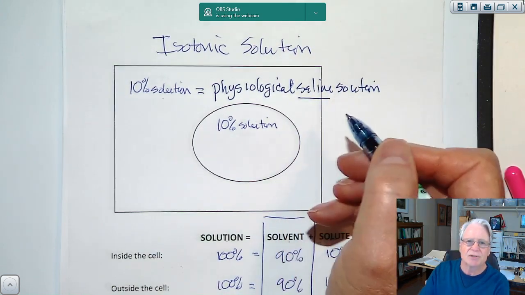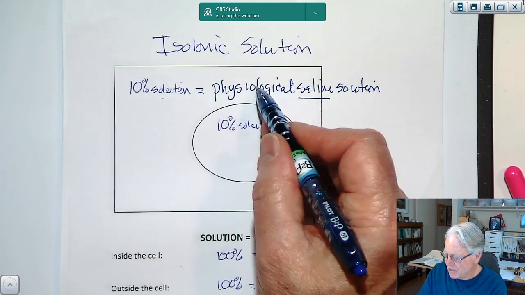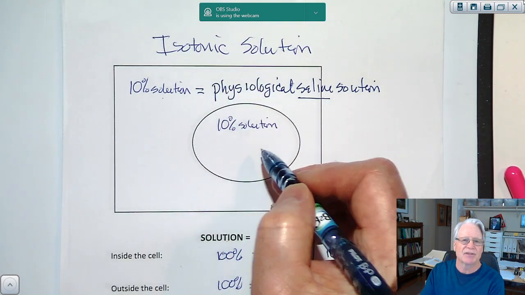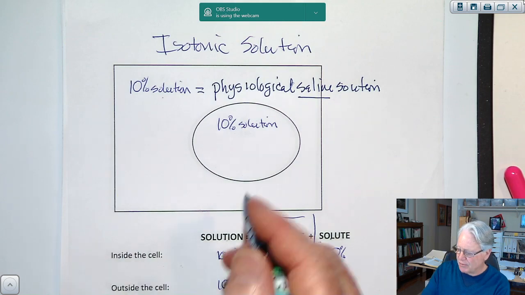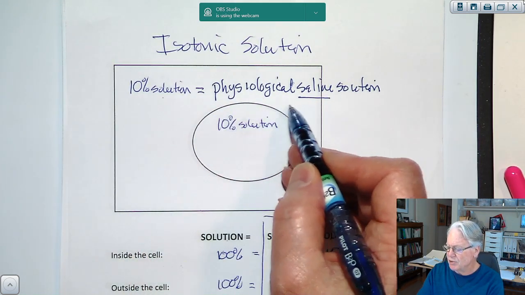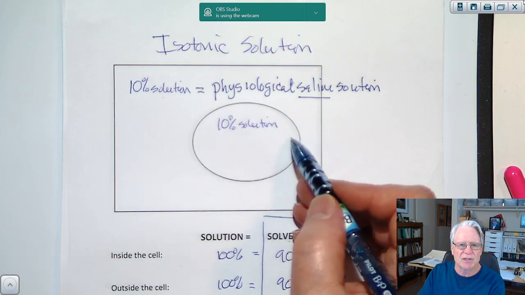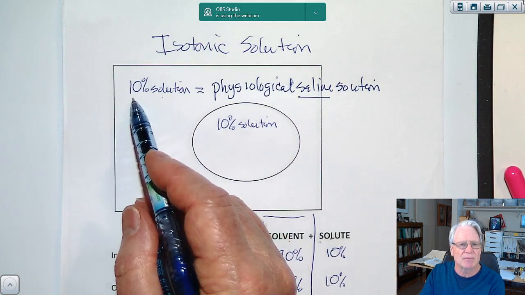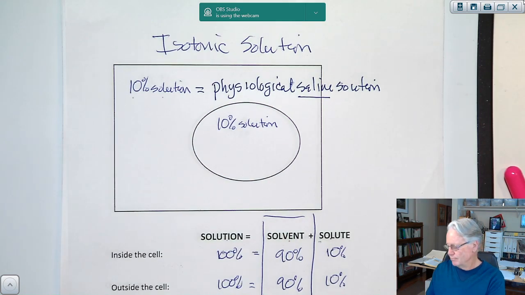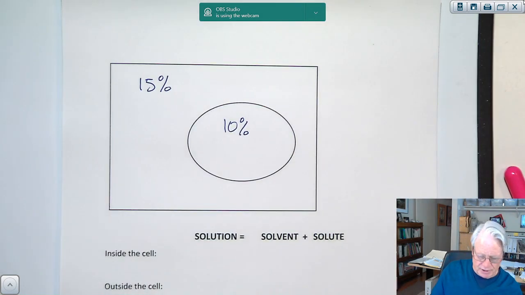Saline refers to salts. Physiological saline solution means that it's isotonic with the cell. So if I tell you a 10% solution is a physiological saline solution to your body cells, you immediately know what the concentration is inside your cells. It's the same, 10%. Okay?